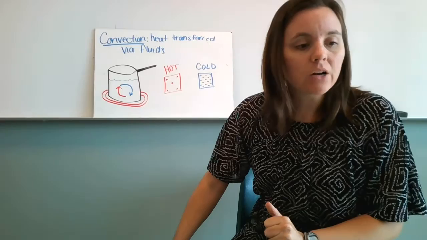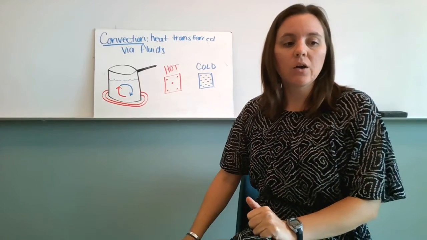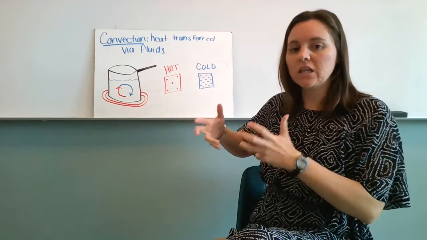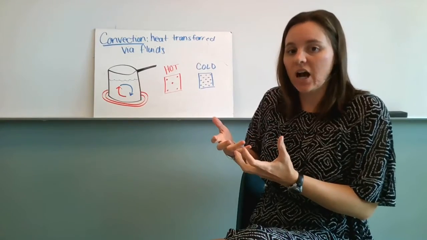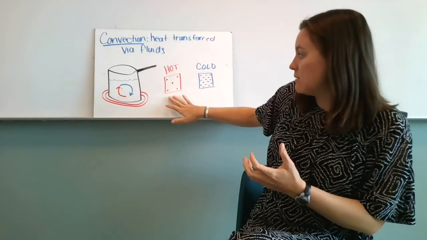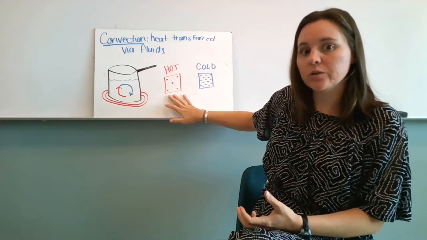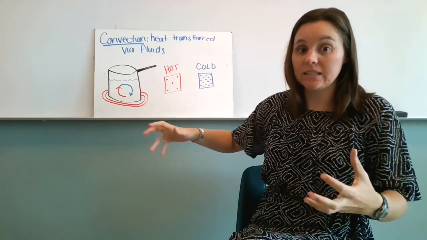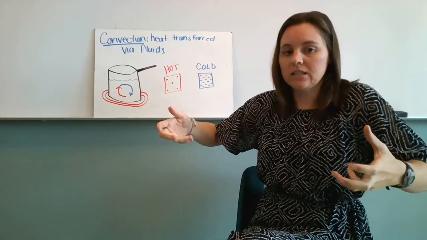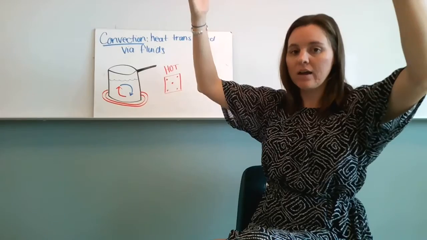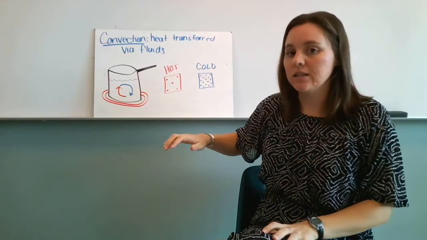All right, so when the molecules in liquids get hot, they move around faster and their molecules are spread out more. So this means that they're less dense. Things that are less dense tend to rise up to the top and will float on top of things that are more dense.